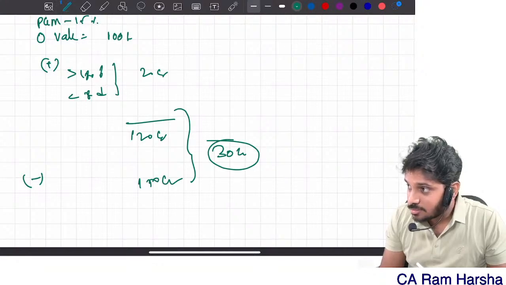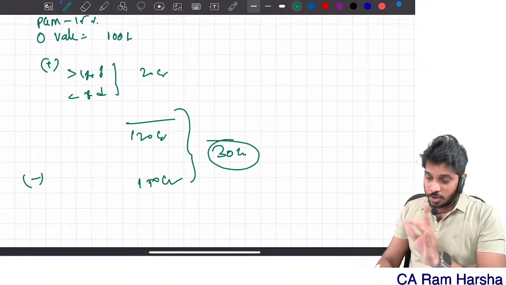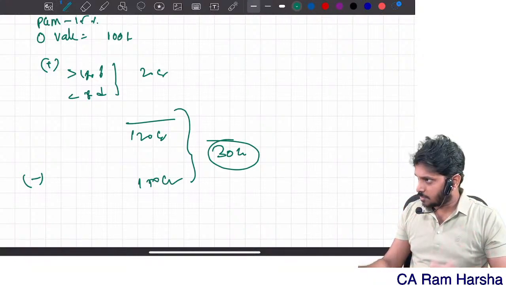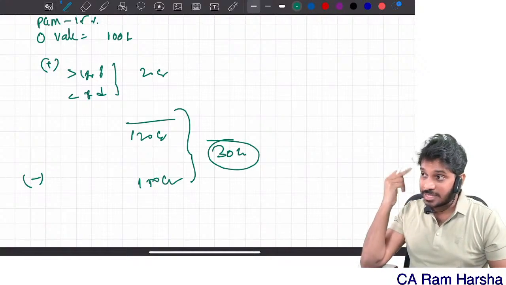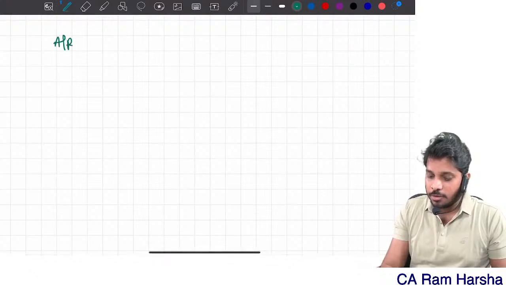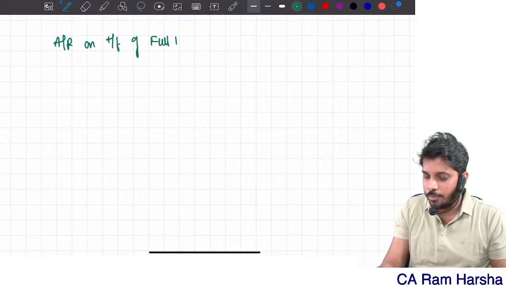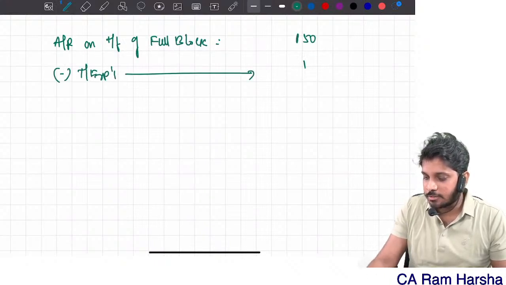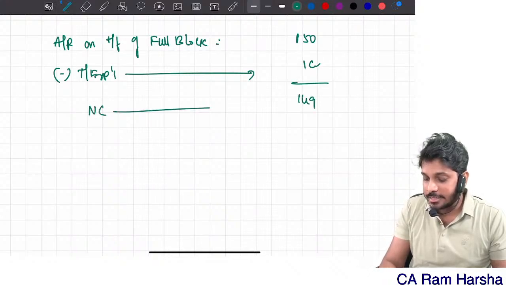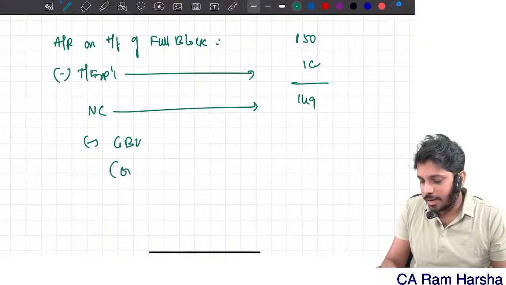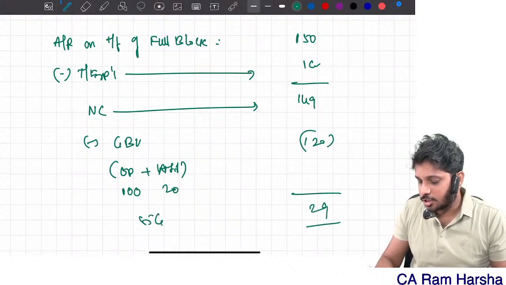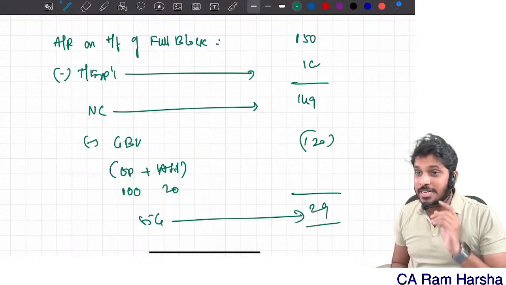Don't compute like this. If you see the question and understand that the full block is sold, immediately your mind should think about how to present it in such a way. Very simple. Amount received on transfer of full block, 150, minus transfer expenses, say 1 crore, so 149 net consideration. Minus gross block value, opening plus additions during the year: opening 100 crore, additions 20, so 120. Therefore, the balance is to be treated as short-term capital gain.